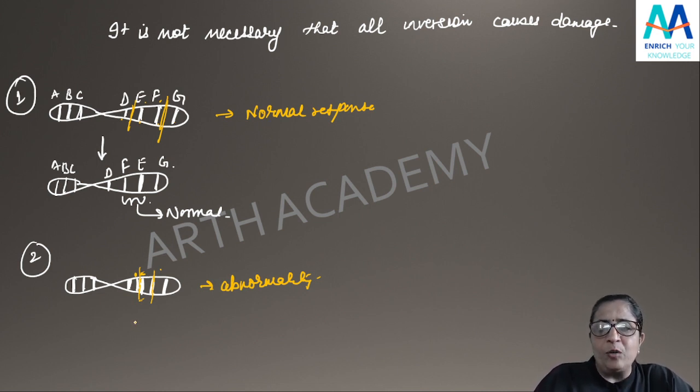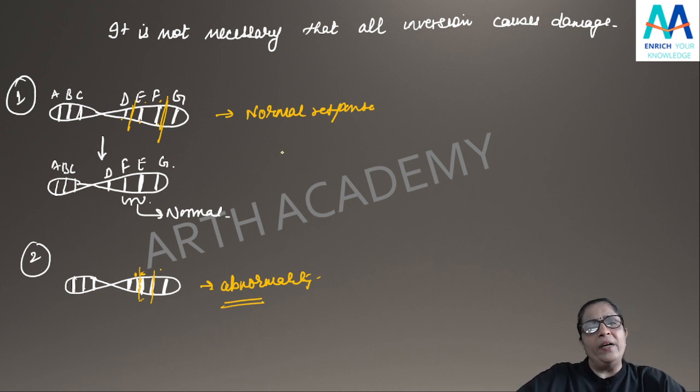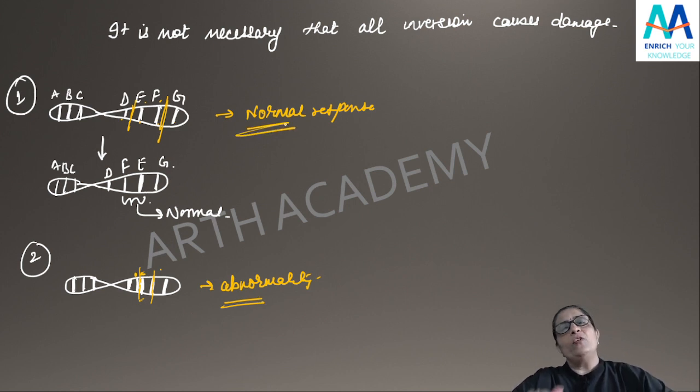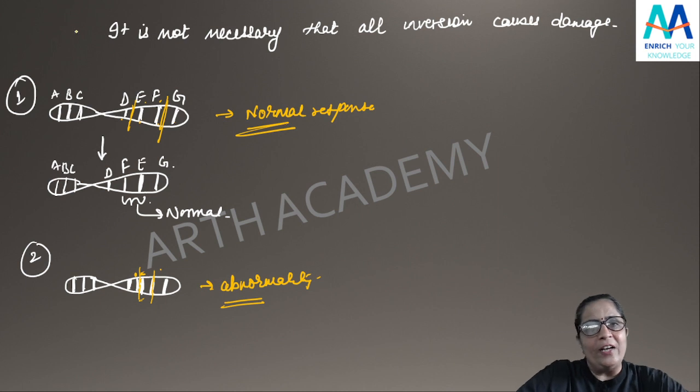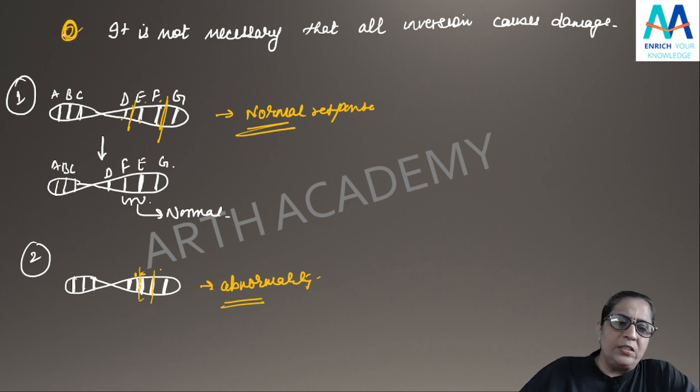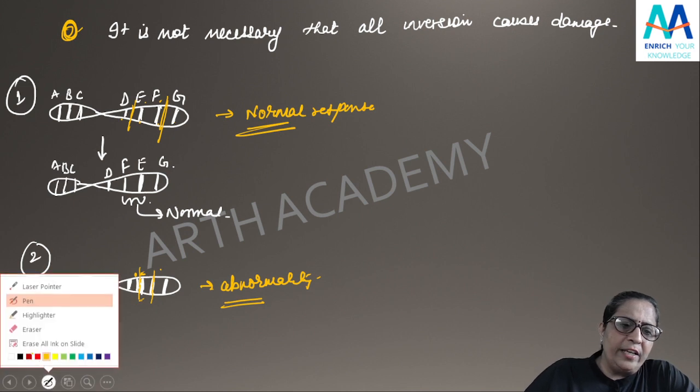Suppose there is some protein there and then the protein is lost, so that protein is not going to be formed. If protein is not being formed, then definitely there would be some abnormality. So such an inversion can cause abnormality. Such an inversion will give you the normal response, and that's why I told you this point, that it is not necessary that all inversions cause damage. Now moving to the next part.